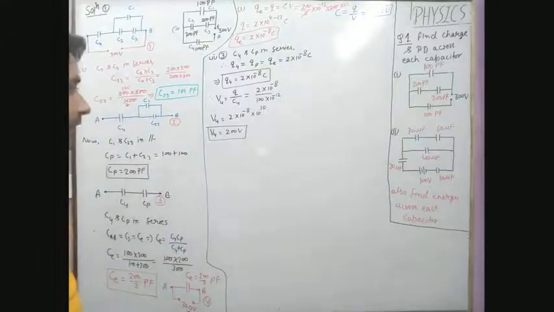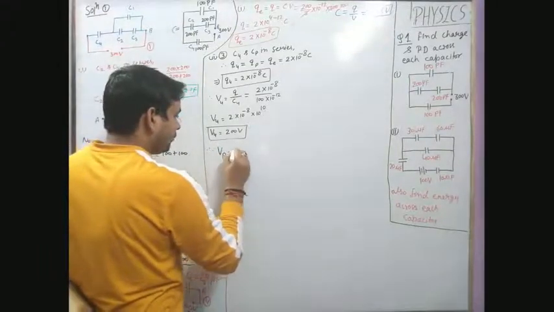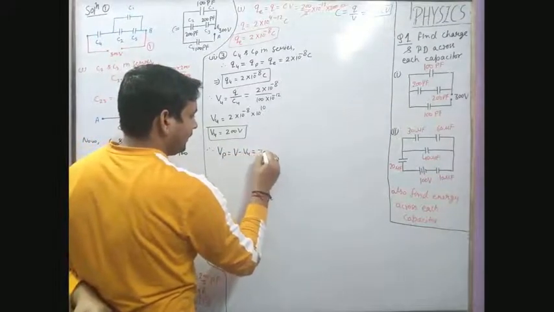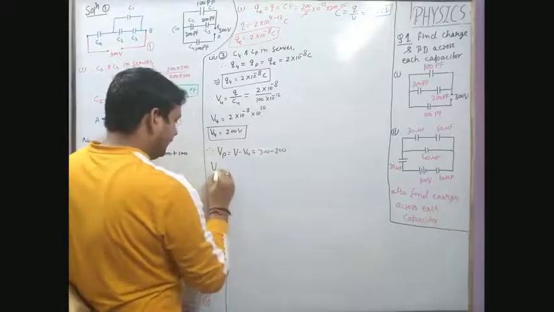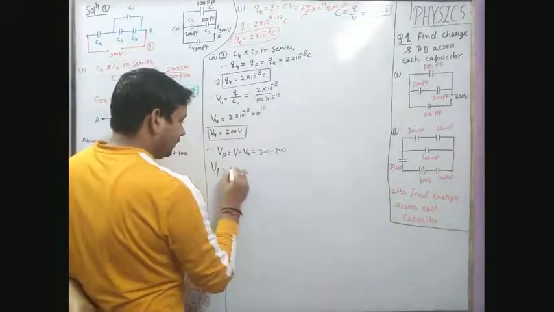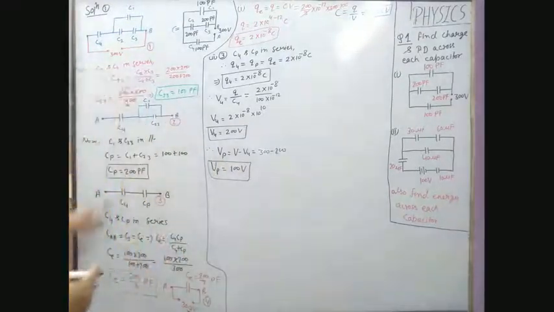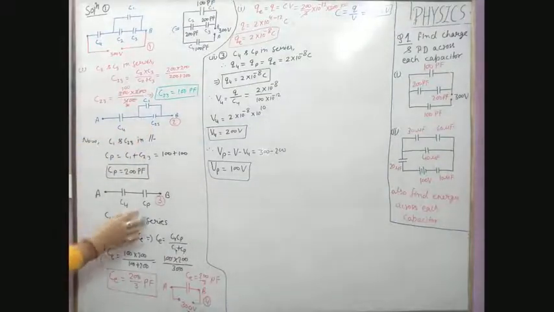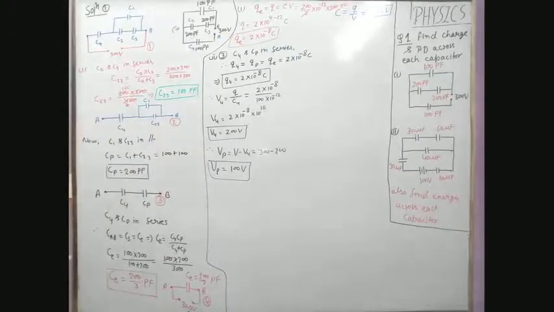Therefore Vp is equal to V minus V4, which you will calculate from here: 300 minus 200, that is Vp is equal to 100 volt. Here, this potential is 100 volt. Now move to the next case.